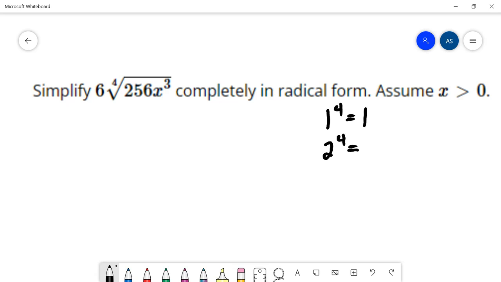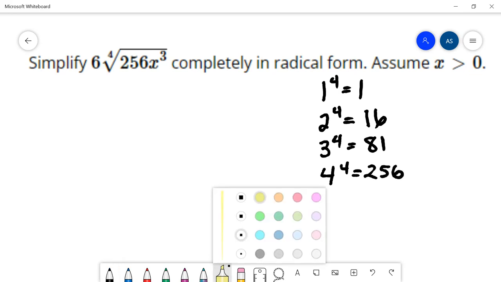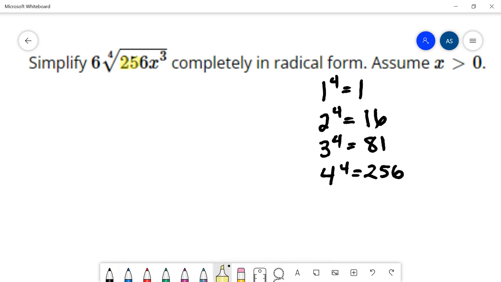I'm getting out my calculator here. 2 to the 4th is 16. And 3 to the 4th, I believe, is 81. Let me double check. Yes. Okay, so then 4 to the 4th is 256, and that's the number that I have underneath the radical here. So I'm going to be able to simplify that number part of the radical.